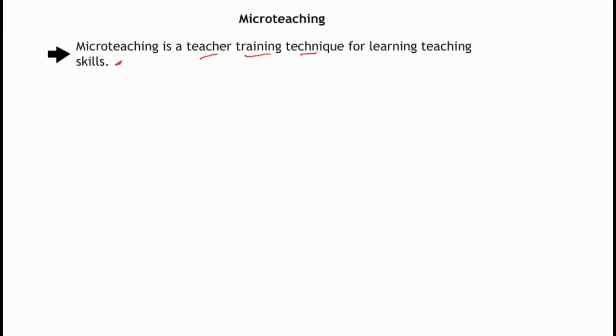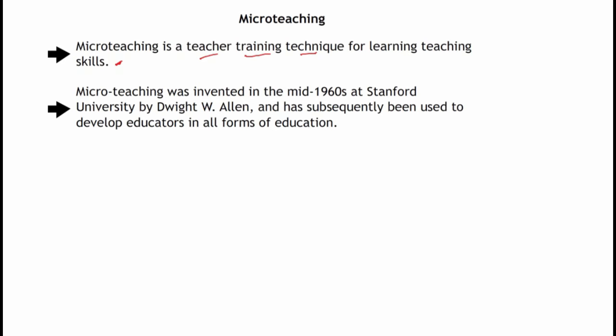The next point is, micro teaching was invented in the mid 1960s at Stanford University by Dwight W. Allen. Dwight W. Allen of Stanford University invented micro teaching in the 1960s and it has subsequently been used to develop educators in all forms of education. Please note the name, Dwight W. Allen, and that it was developed at Stanford University to develop educators or teachers.